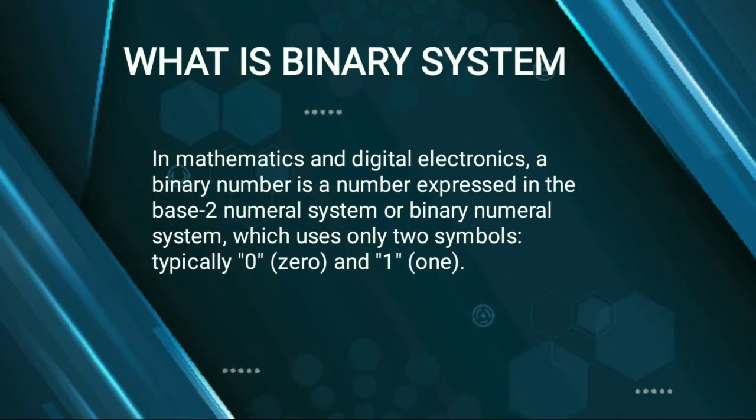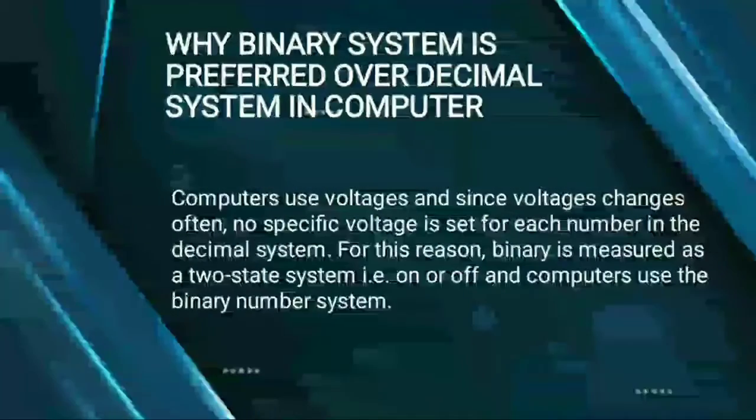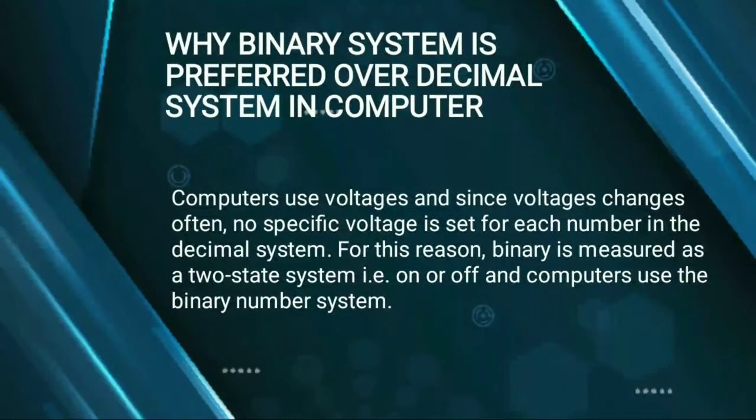Now coming to our topic, the binary system. The binary system is expressed as base 2 and has only two symbols, 0 and 1. Now why do we prefer the binary system over the decimal system in computers? First of all, let me tell you what the decimal system is. The decimal system is nothing but the numbers from 0 to 9 which we use in our daily life.